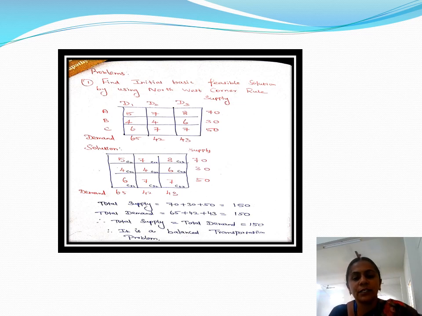Here we have to check whether it is balanced or unbalanced. For balanced, we add all the supply values and demand values. If we get equal totals, it is called a balanced transportation problem. Otherwise, it is an unbalanced transportation problem. For this given problem, the supply value and demand value are equal. Therefore it is a balanced transportation problem.